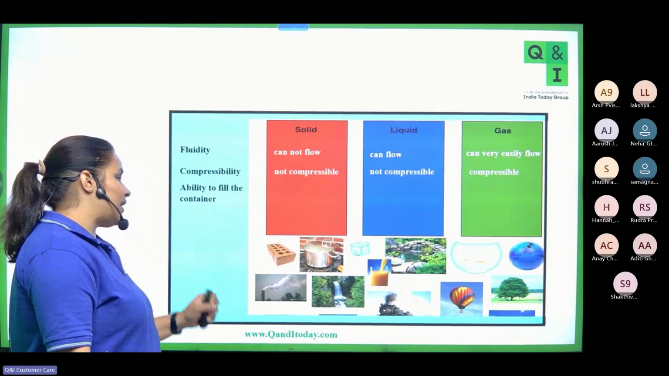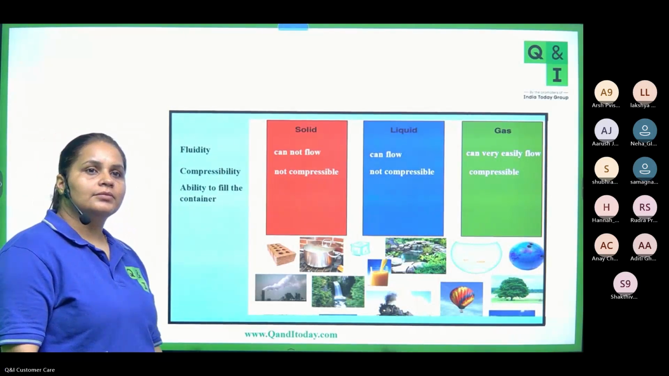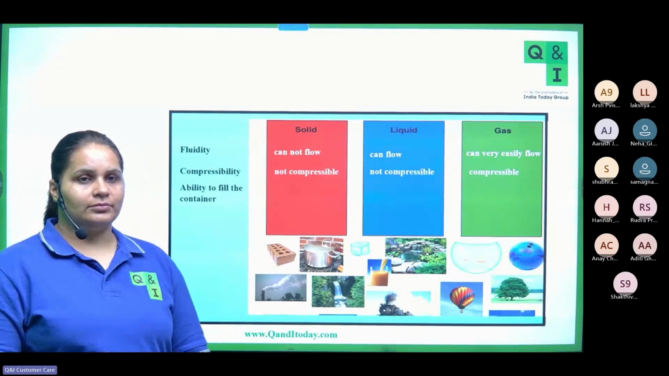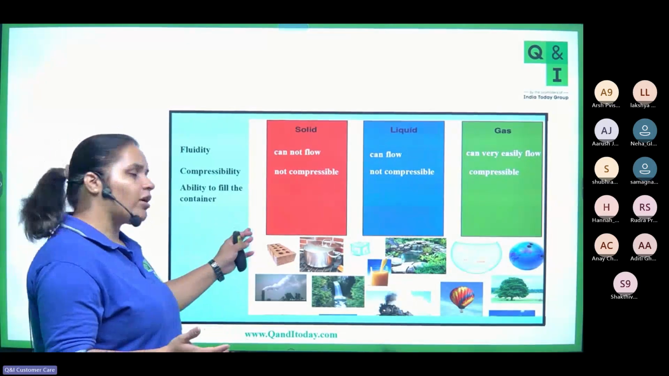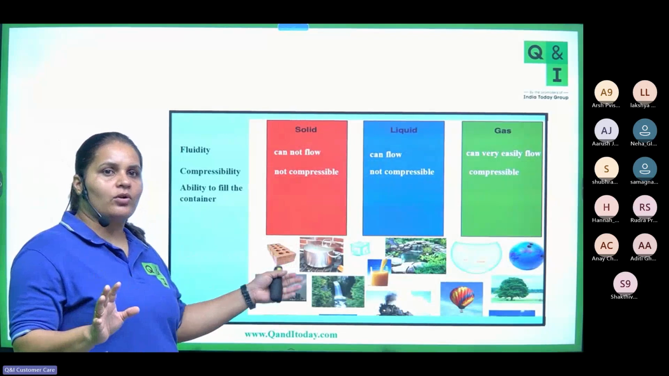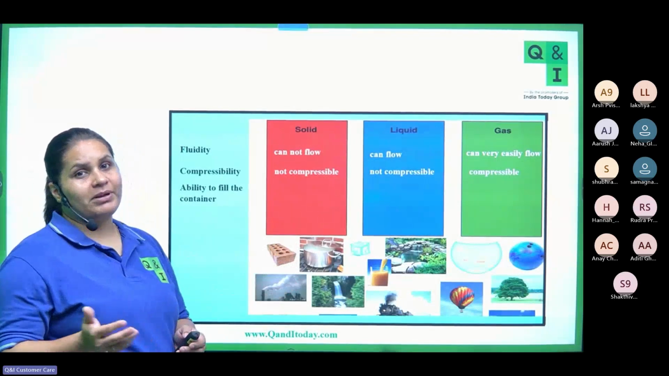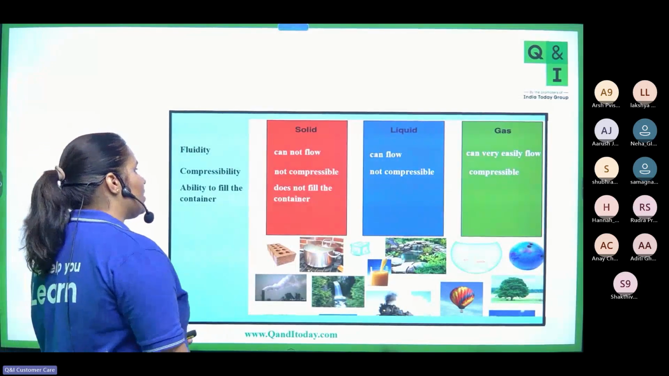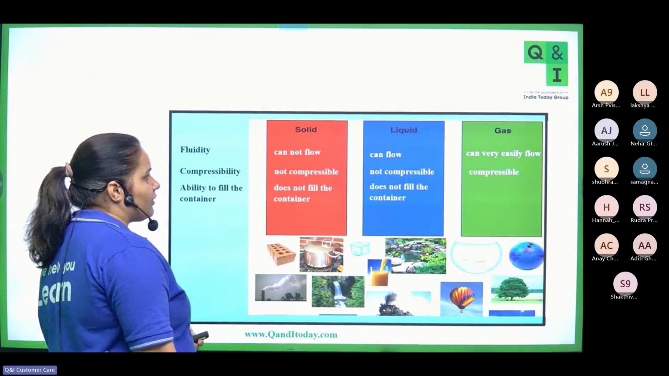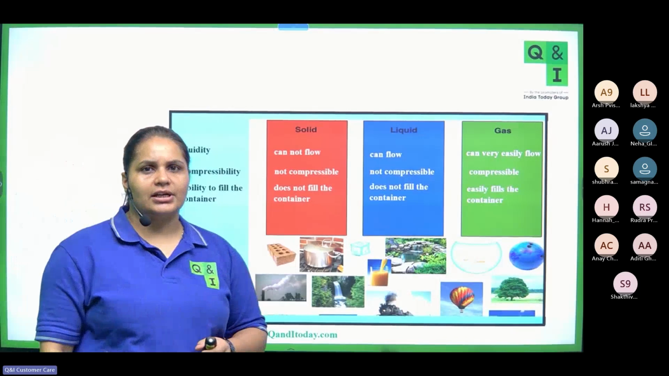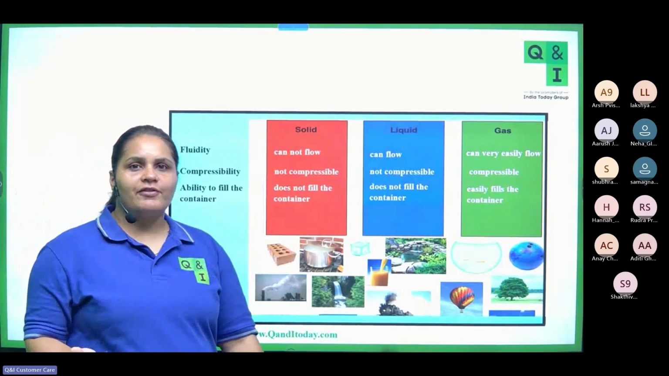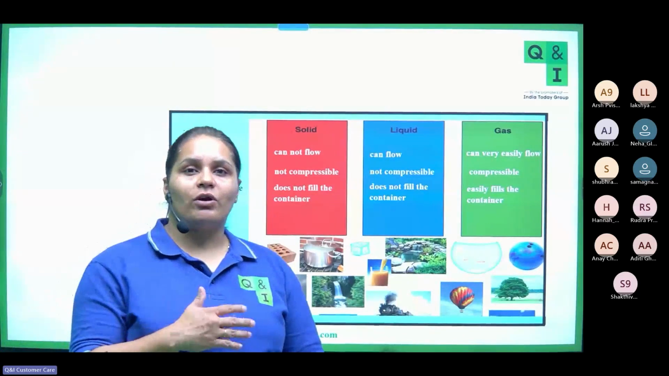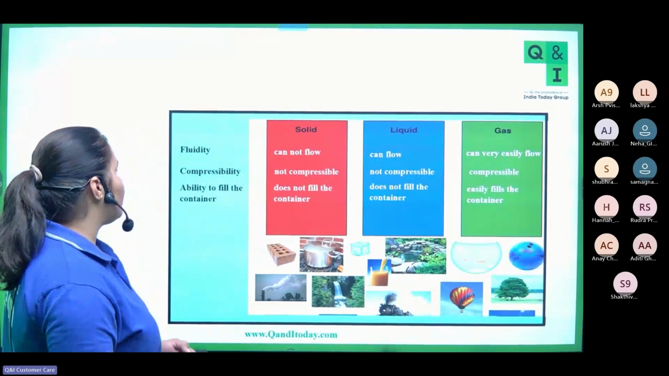ability to fill the container. Solid has the fixed volume, so it cannot fill the container. Not even liquid, but gas can fill the container, right? So solid does not fill the container, liquid does not fill the container, but gas can easily fill the container. Why? Because solid and liquid have fixed volume, but gases don't have fixed volume, so they will occupy all the space present in the container.